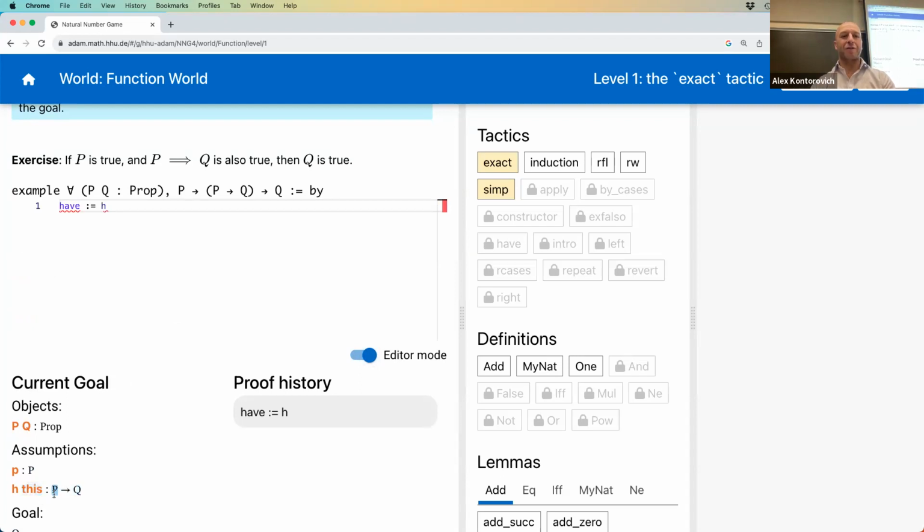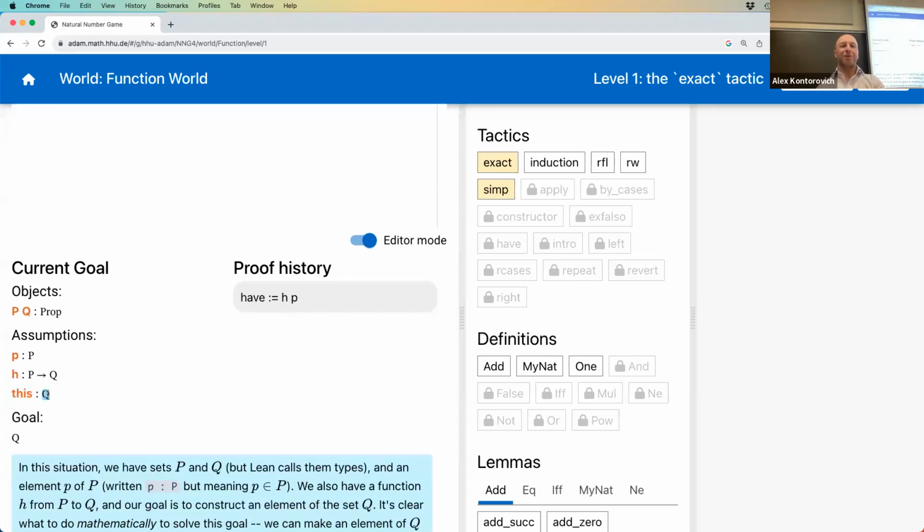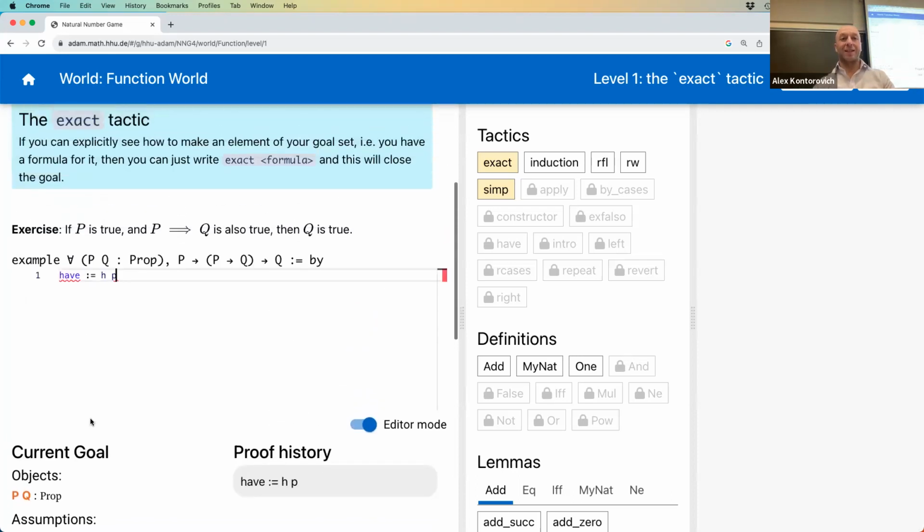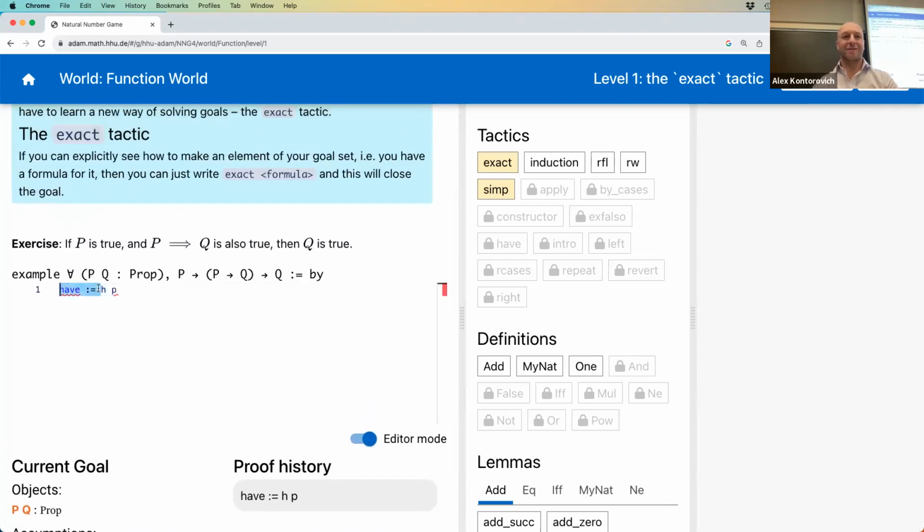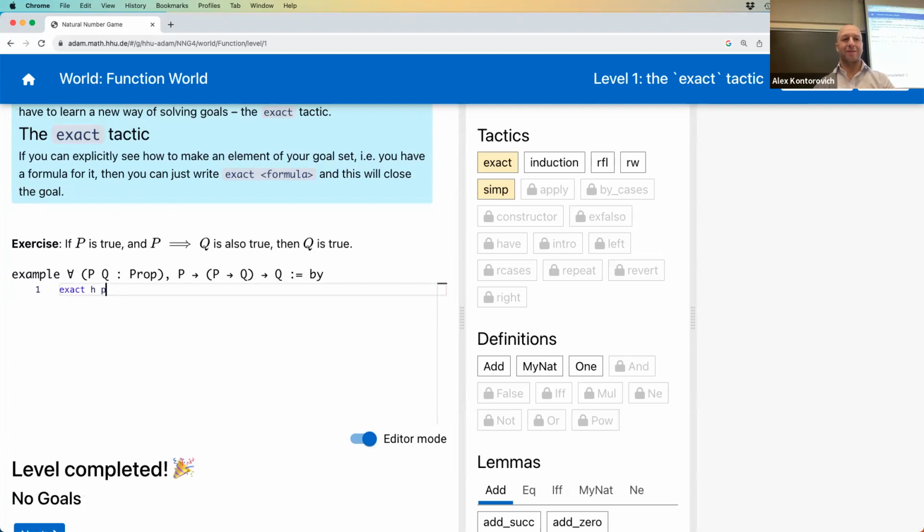h is a function from P to Q. So if I give it an element of P, h p is an element of Q. And the goal is an element of Q. I call it an element, but really it's a term of type Q. So that's exactly what it wants. So exact h p. Okay, yeah. Closes it.